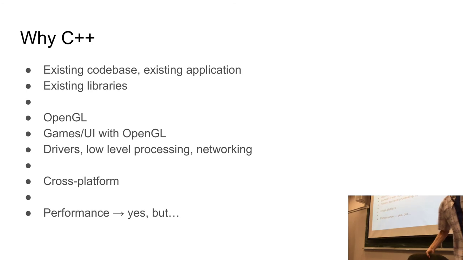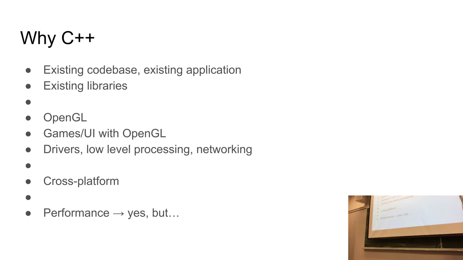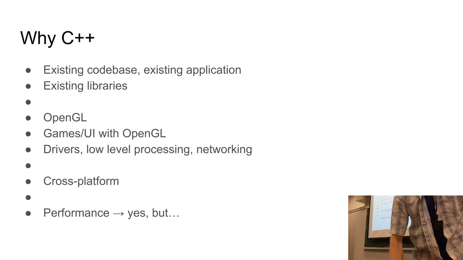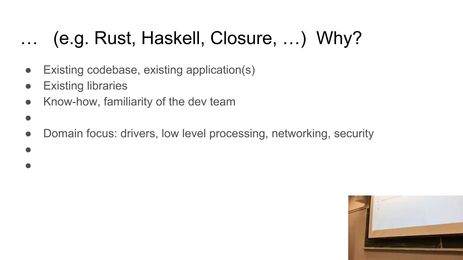All right, so let's continue. So we listed the reasons why one might use C++, and if we think of other languages like Rust, Haskell, and so on, some of those overlap. So you already have some programs written in a particular language. You want to reuse it. You have a library written in a particular language. You want to reuse it on the mobile. You only want to maintain one code base. So those are the two main reasons.